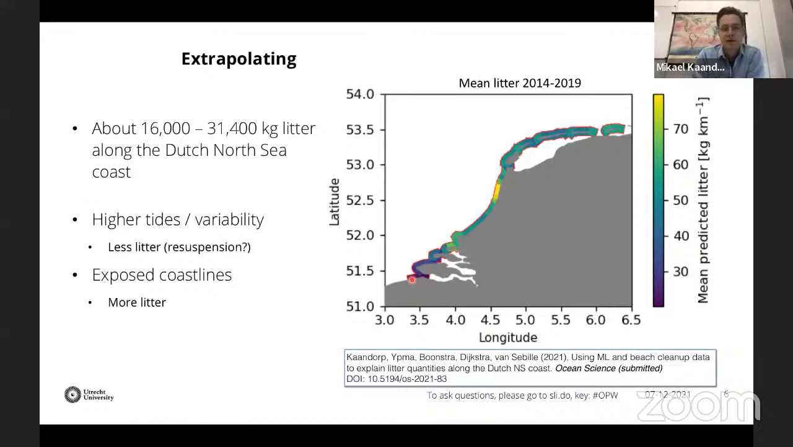And also we see that more exposed coastlines generally accumulate more litter. That's, for example, the case in the mainland. It's more exposed, so it's more directly located next to the North Sea compared to, for example, the south of the Netherlands, called Zeeland, where we have more of these bays. So we think these two factors explain why there's less litter in the south of the Netherlands compared to the mainland.